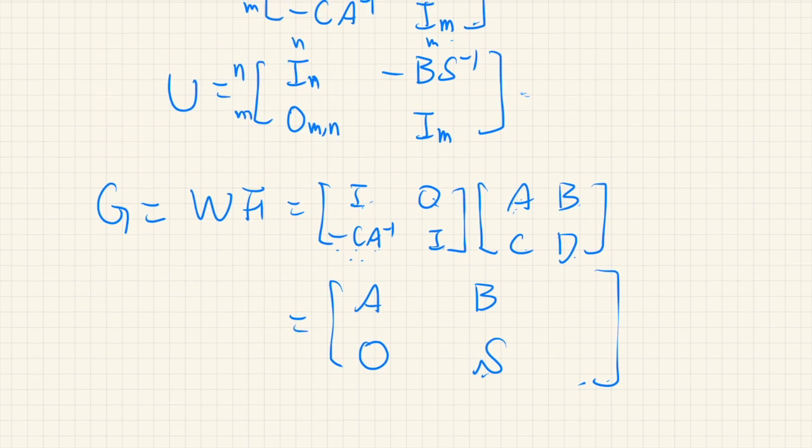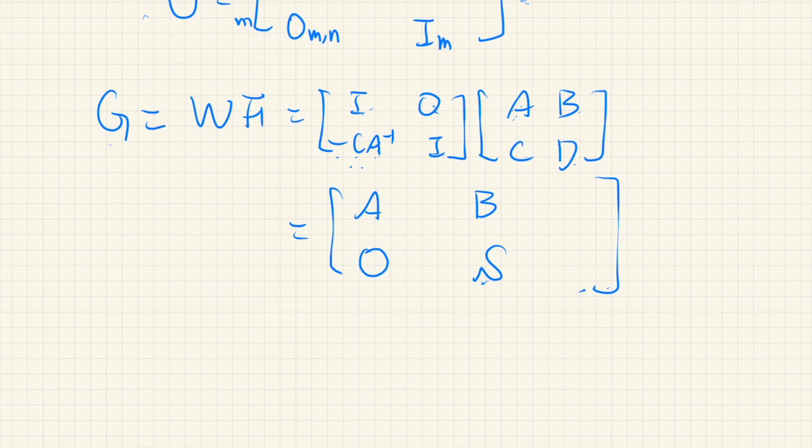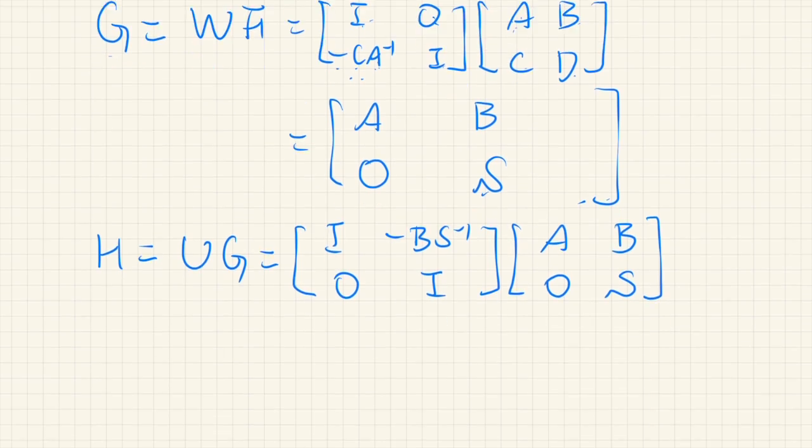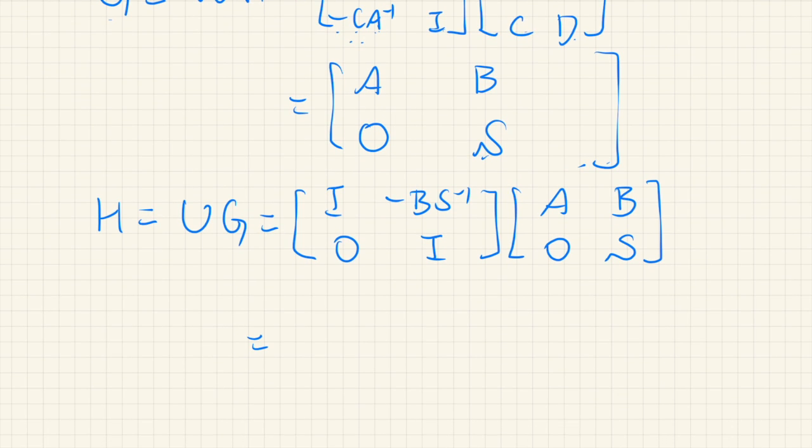And next we multiply U and G together, and let's call it H matrix. H is UG. So U is I, minus B S inverse, 0, I, and A, B, 0, S. So this is I, A, A, and minus, oh, that's 0, so it's just A here.